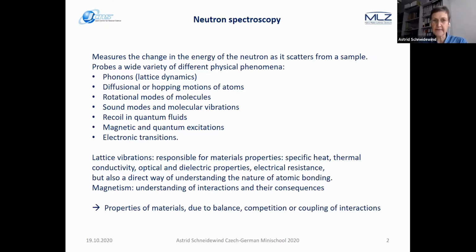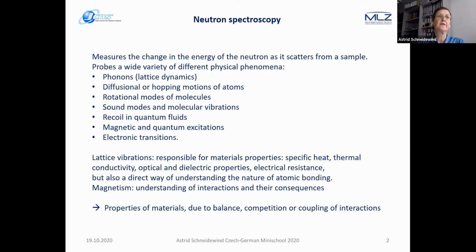One should know that the lattice vibrations are responsible for a lot of properties of our materials, like specific heat, thermal conductivity, the electrical resistance, or the electric and optical properties. So understanding the lattice vibrations opens us the world to know about the atomic bondings. It allows us to calculate the atomic forces. And in a second step, for sure, it allows us to tune the material in the way that we can go in the direction of properties we would like to have.